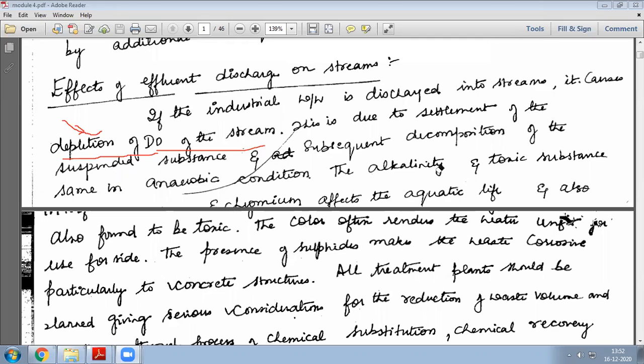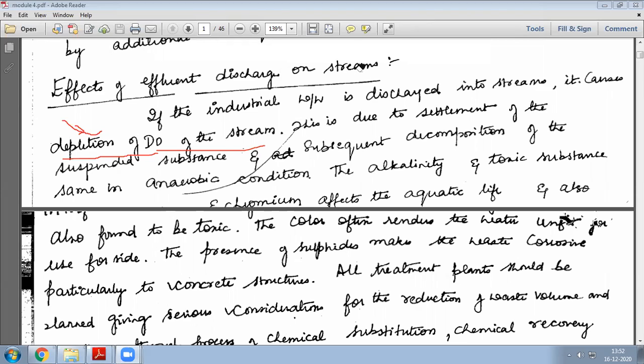Mainly, you can say it affects aquatic life. The chromium and the color often render the water unfit for use, right? When you see industrial wastewater, you directly discard it, right? You don't use it, the color only will show up. Then the presence of sulfide is very dangerous, as it makes water corrosive, particularly to concrete structures.